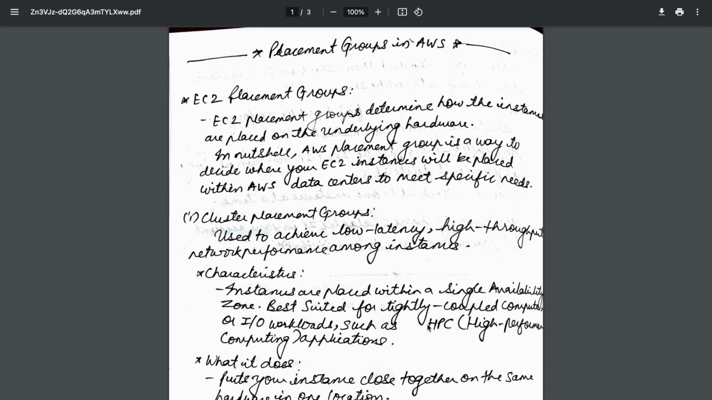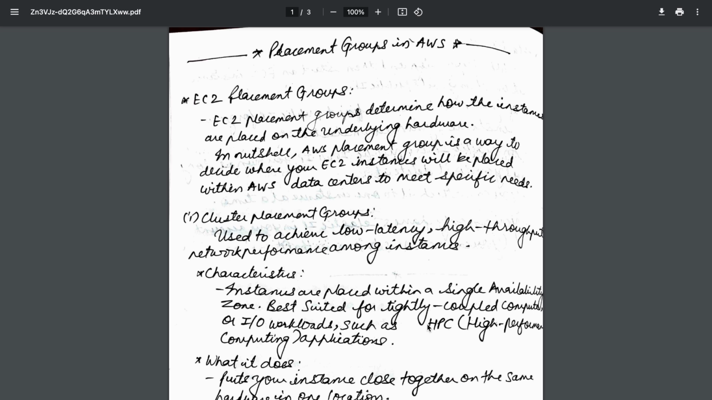So in this specific one, we are going to discuss placement groups in AWS EC2. Why it is used, what are the characteristics, what it does, and why we should use it. These are a few of the things that we are going to look at in today's video. Let us first start with what placement groups are.